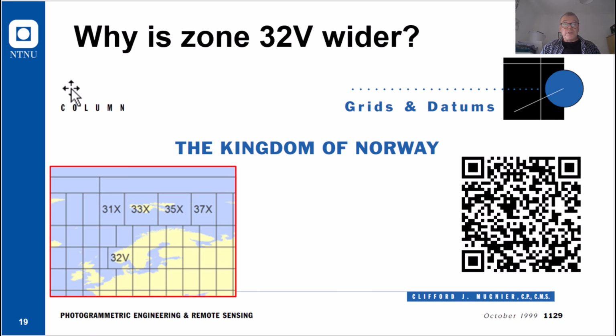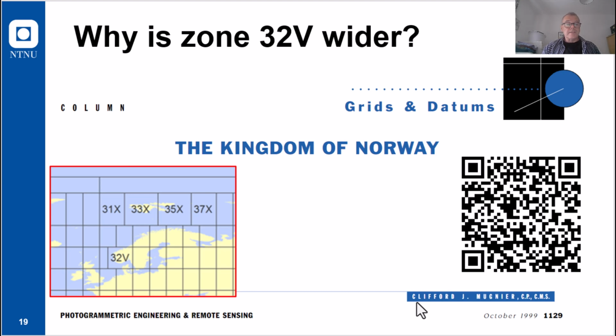And why is zone 32V wider? There was an article in Photogrammetric Engineering and Remote Sensing, October 1999, by Clifford Mugnier, which provides the answer. The UTM system was developed by US Army engineers in the early 1940s. The coordinate system used at the start of the Second World War contained many zoning divisions, which made the calculation for the military engineer very complicated. Calculations that are now easily done with computer power were then described as a nightmare.